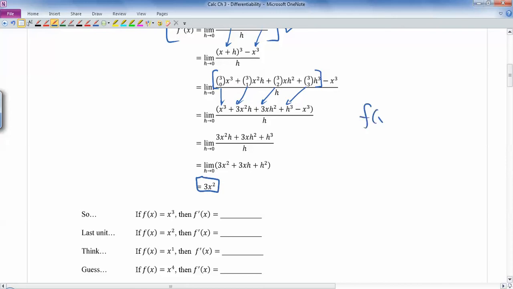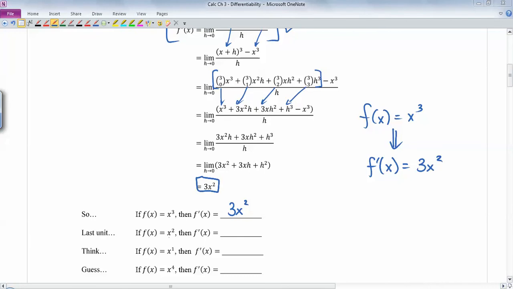So if f of x equals x cubed, then the derivative of f, the slope function of f, is 3x squared. So if f of x is x cubed, f prime of x is 3x squared.